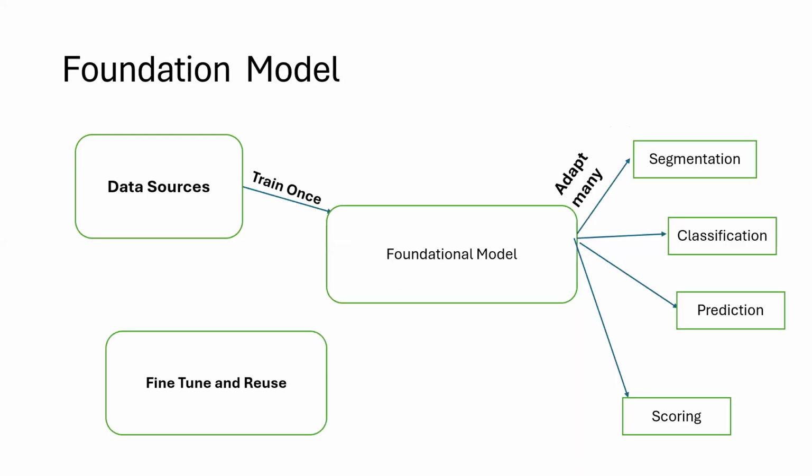Then from 2023 onwards, people are talking about foundational models. Why foundational models? Because you have different data sources and you are finding an embedding, and that embedding should be an output from a network. That is called a foundational model, and this embedding can be used for any type of purpose like segmentation, classification, prediction, and scoring. So these are the four outcomes of any network.